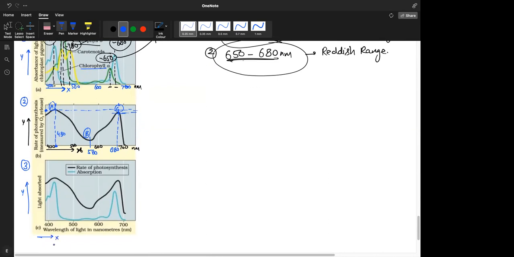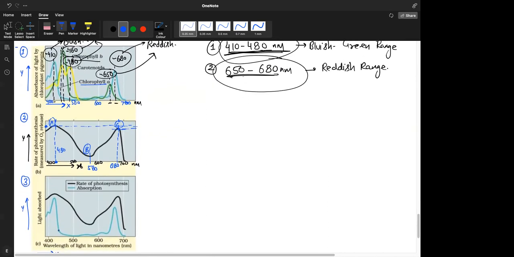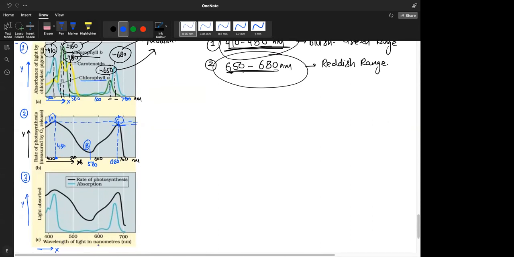The x-axis says the wavelength of light in nanometers, and the y-axis says the light absorbed. Absorbed, not observed. Observed and absorbed are two different things. Okay. So these graphs together show that most of the photosynthesis takes place in the blue and red regions of the spectrum. This graph, you are just speculating it.